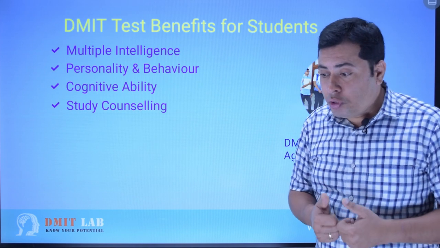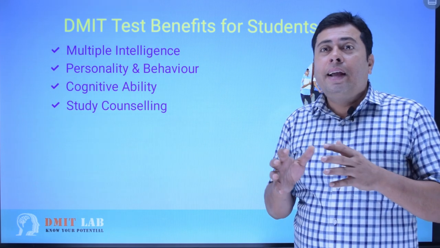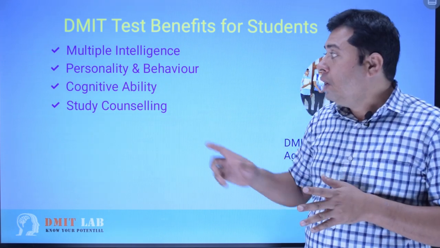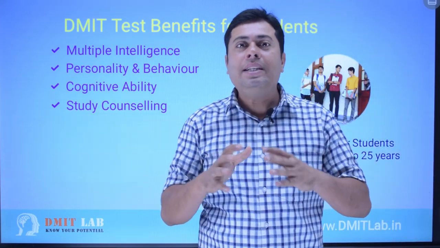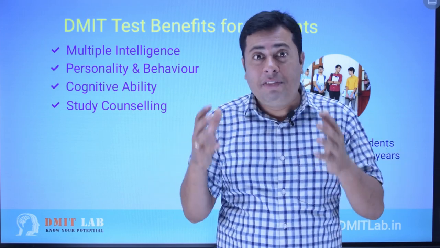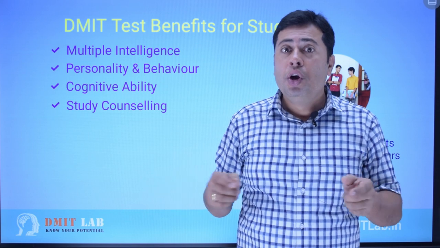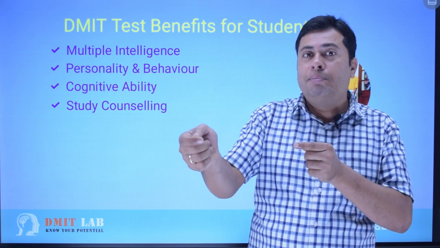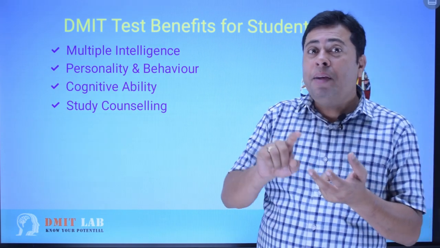Now this is most important here. In this age group, especially 11 to 25 years, people often get difficulties with focus and concentration, especially in terms of study. So this will help you to do study counseling. I'll explain in detail what study counseling is. Study counseling is nothing but when they find difficulties in their academics, we diagnose what the issue is and provide solutions. That is called study counseling. So with this DMIT report, you can know about study counseling.